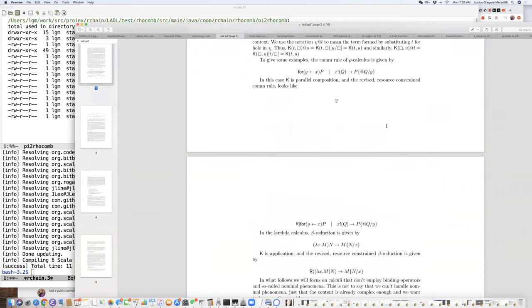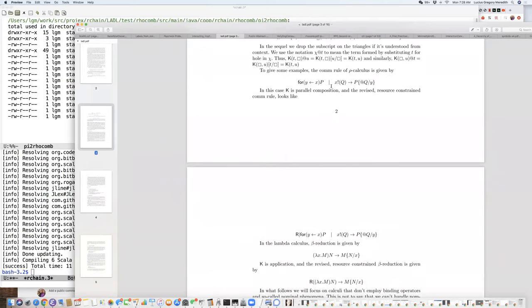For example, in the case of the rho calculus, the composition operator is the par. Because you have two things interacting, you get an evolution. Likewise with lambda calculus, the composition is application, so K is application. When we apply a function to its arguments, we get the substitution of the arguments for the variables. That's beta reduction. So this is composition, this is composition.